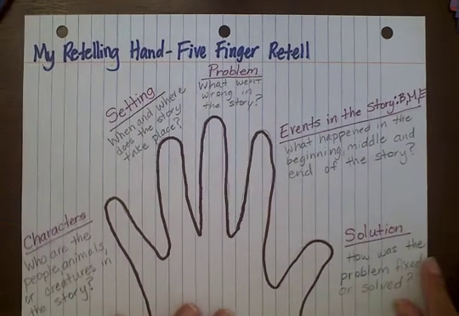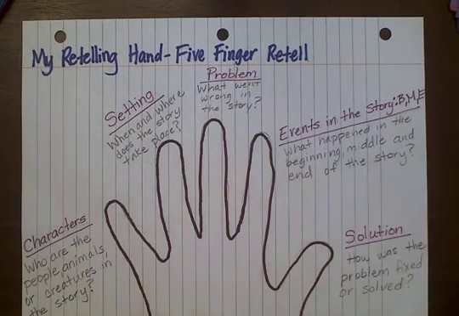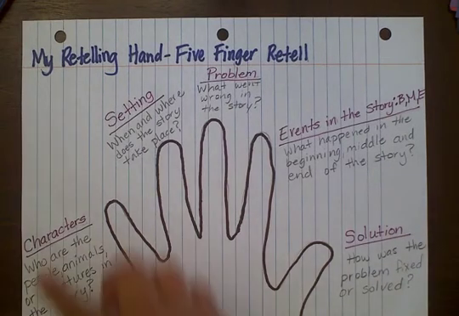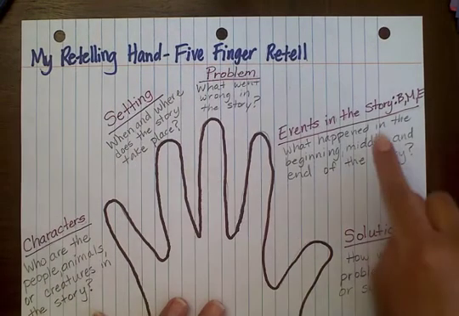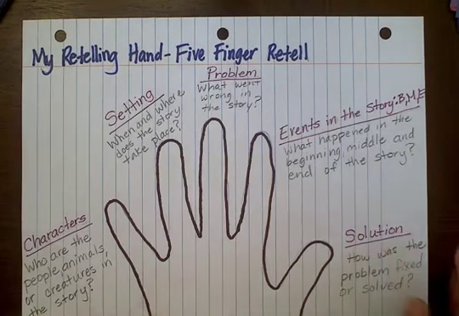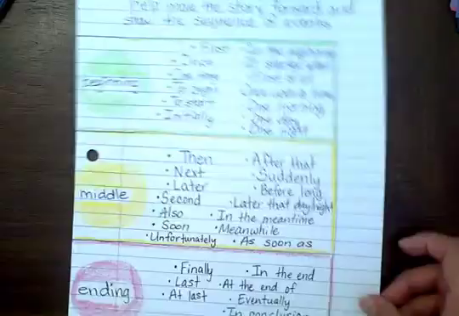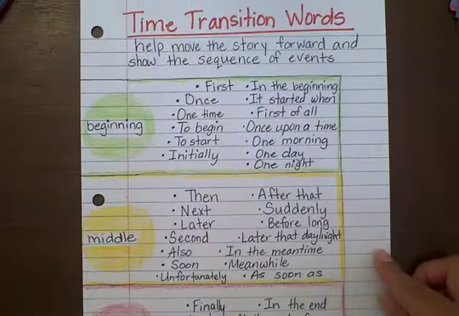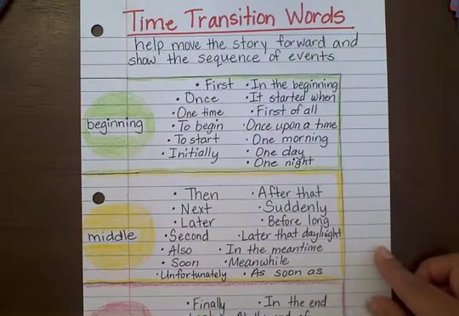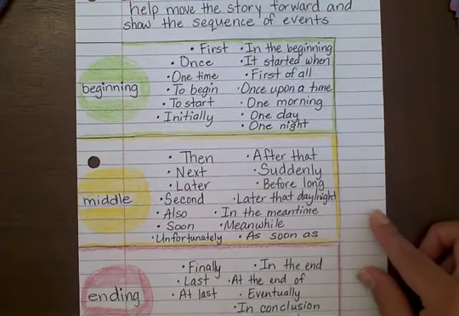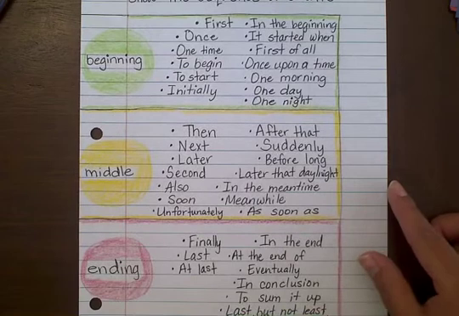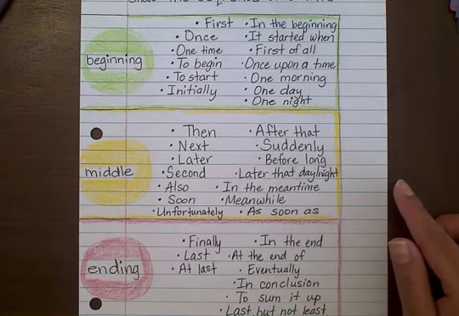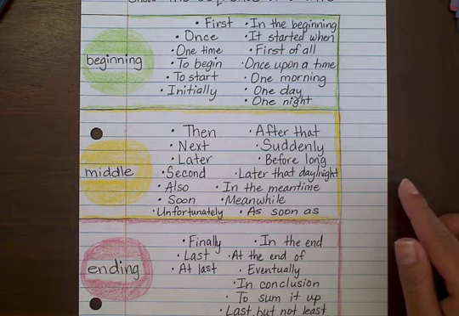So again, you want to make sure that you include all of the 5-Finger Retell. Okay, and these are all the 5-Finger Retells: character, setting, problem, beginning, middle, end, and solution. And again, I am just gonna briefly visit this. Okay, time transition words, they help move the story forward and show the sequence of events. Okay, so again, this is a guide to help us with transition from making our paragraph flow from the first to second to the third paragraph.